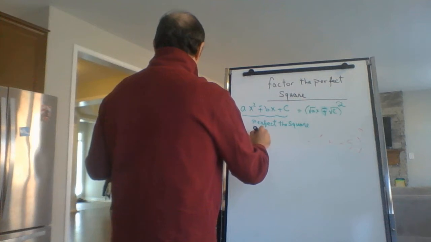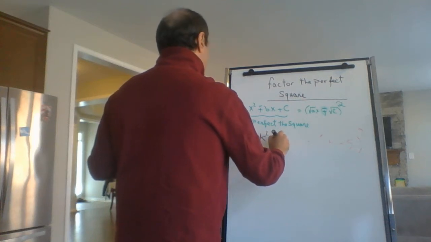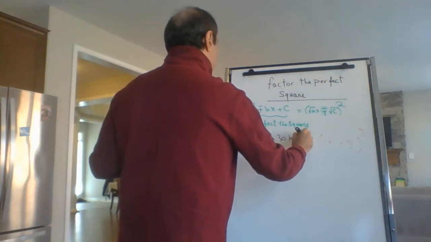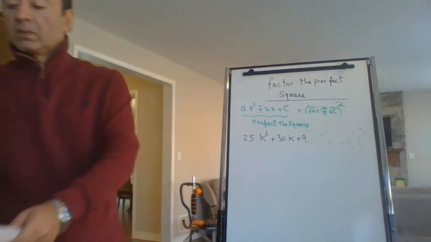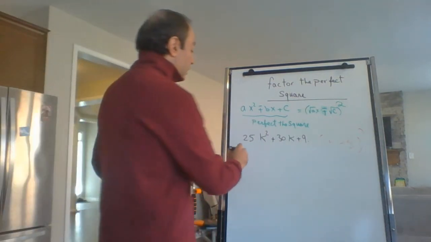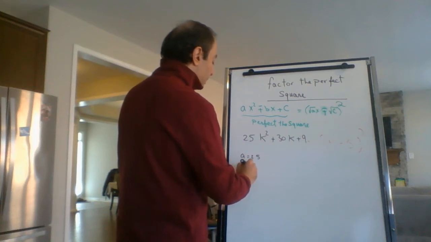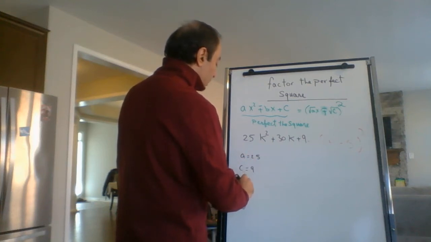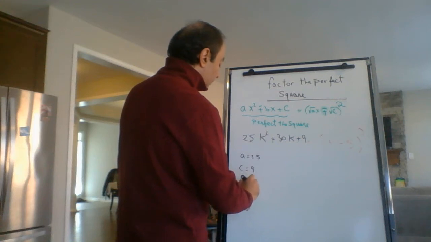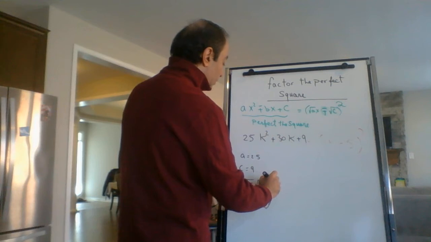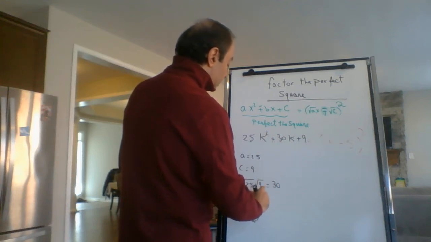25k squared plus 30k plus 9. When we look at this, a equals 25, which is a perfect square, c is 9, which is a perfect square, 2 times square root of 25 times square root of 9 will equal 2 times 5 times 3, which is 30. So yes, it is a perfect square.